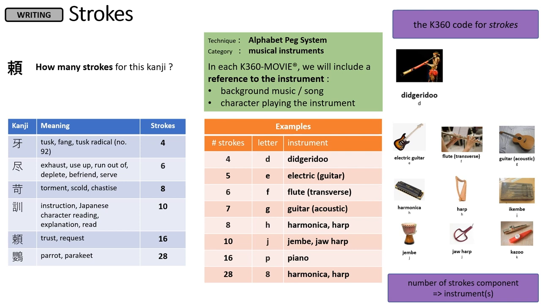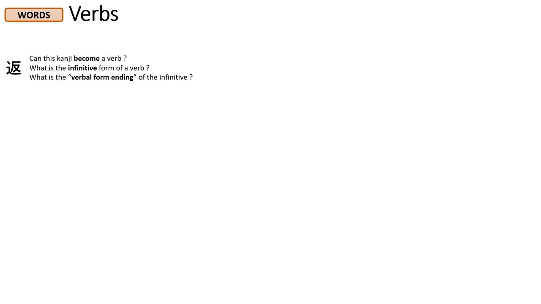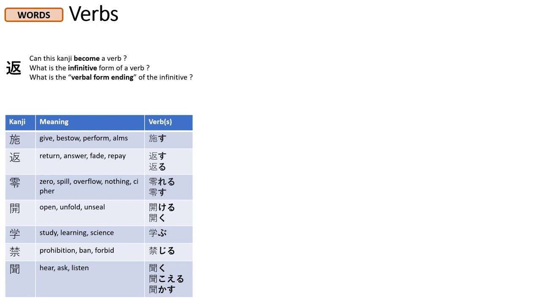Now the verbs. Can this kanji become a verb? What is the infinitive form of a verb? And what is the verbal form ending of the infinitive? Maybe I should explain what a verb ending is, as it is not a grammatical notion per se. For me, it is simply whatever comes after the kanji, written in hiragana, and eventually ends by the sound u. So let's check it on this table. The verb endings are all the hiragana marked in bold. Okay, so moving on, for verbs, we will use the sound-alike technique based on countries. What does that mean?